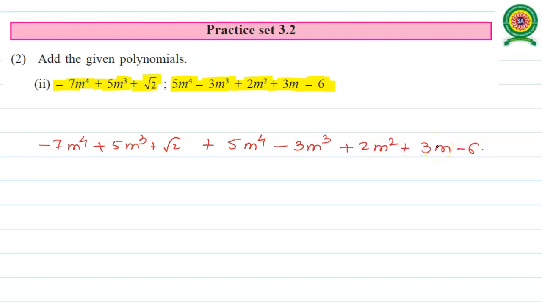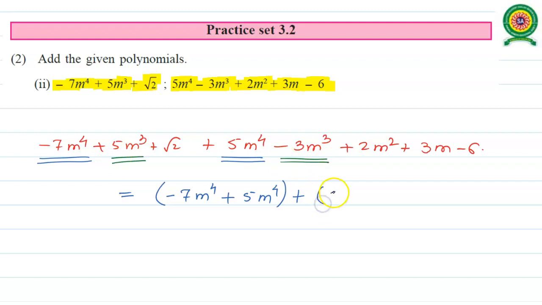Now you may collect the like terms in one bracket. We have minus 7m raised to 4 and 5 into m raised to 4, which are like terms, so we collect them in one bracket: minus 7 into m raised to 4 plus 5 into m raised to 4. Now look at the next like terms. We have 5m cube and minus 3m cube, so we collect them in another bracket: 5m cube minus 3m cube.